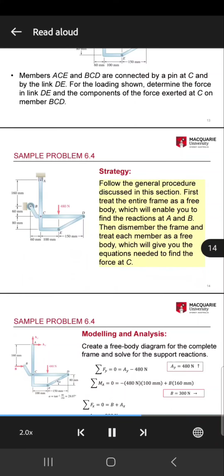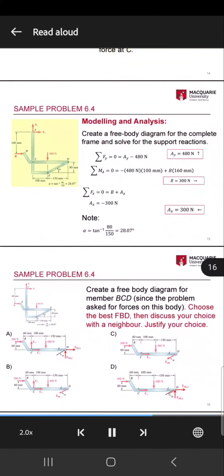First, treat the entire frame as a free body, which will enable you to find the reactions at A and B. Then dismember the frame into each member as a free body, which will give you the equations needed to find the force at C. Modeling and analysis: create a free body diagram of the complete frame and solve for the support reactions.